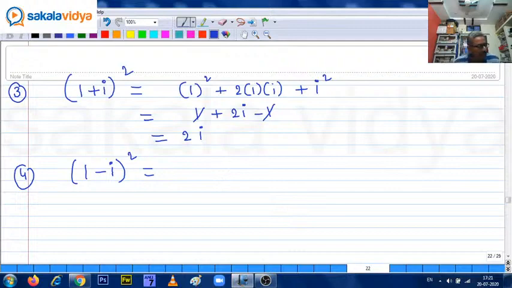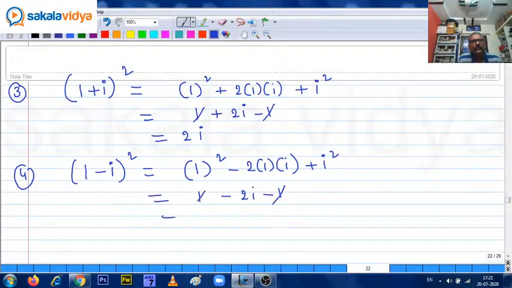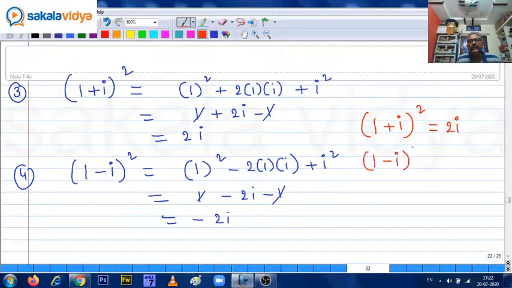Whether it may be EAMCET or EAMCET examination, you need to remember this one, this will be very important. You need to remember 1 plus I whole square means 2i. What is 1 minus I whole square? I will come to the application part. This will be the A minus B whole square formula: 1 square minus 2 into 1 into I plus I square, B square only. 1 minus 2i minus 1, 1 minus 1 cancel, minus 2i. Please, all of you remember these two, list out like this. 1 plus I whole square is 2i. 1 minus I whole square is minus 2i.